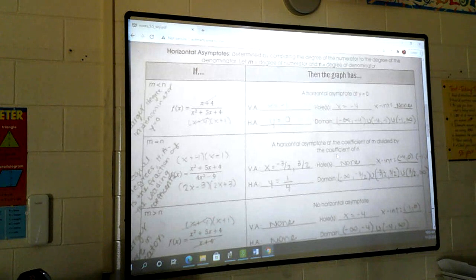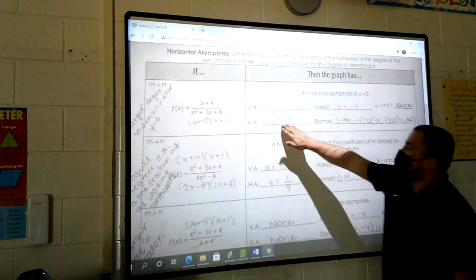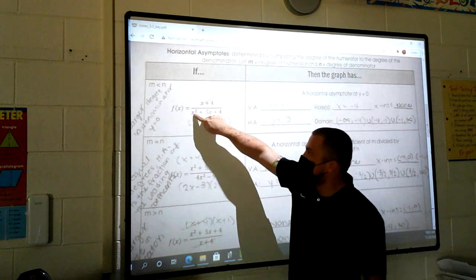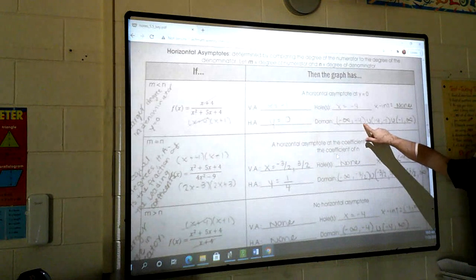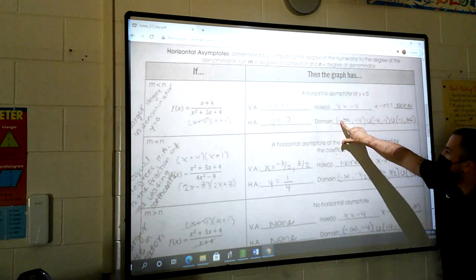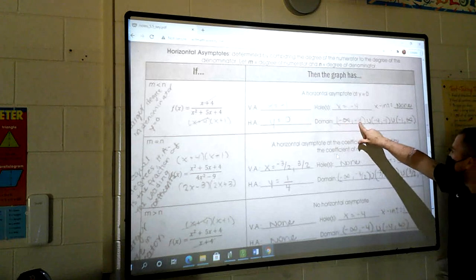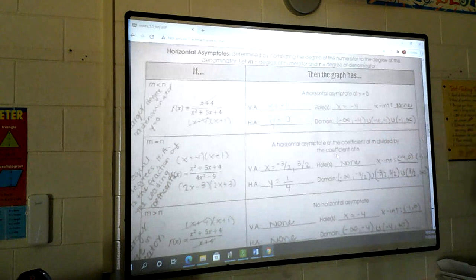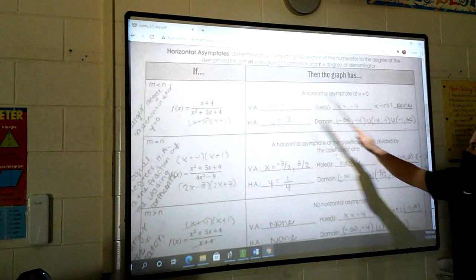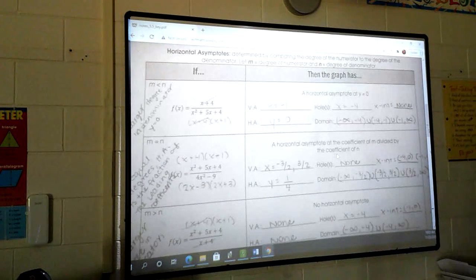So that's the first step. The only reason we knew this right here was because this degree is less than this degree. Okay? Now notice, the domain goes from negative infinity to negative 4, then it picks up at negative 4 to negative 1, then it goes from negative 1 to infinity. So anywhere there's a vertical asymptote or a hole, and I know this can be difficult, that causes a break in the graph. So think about the graph. The graph is going from negative infinity to positive infinity.